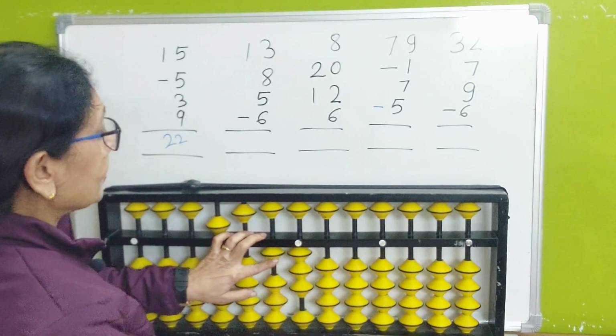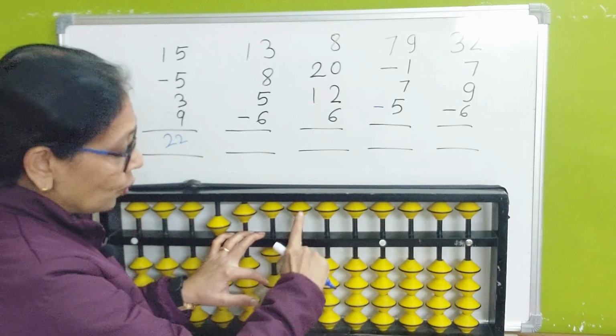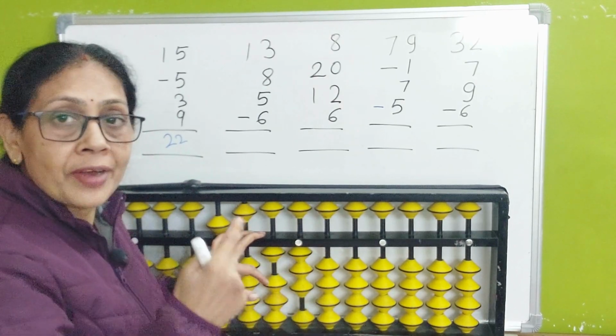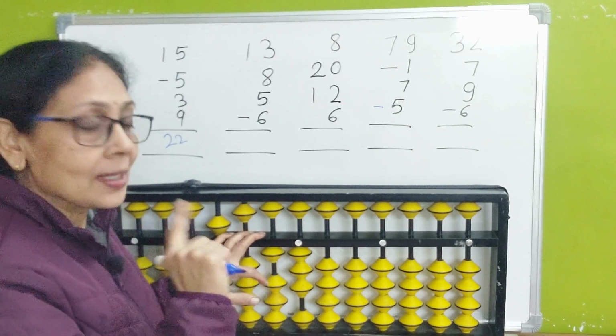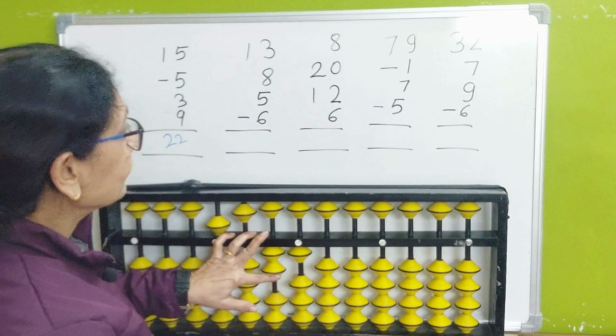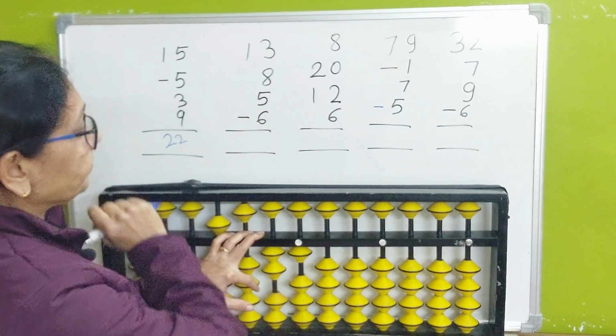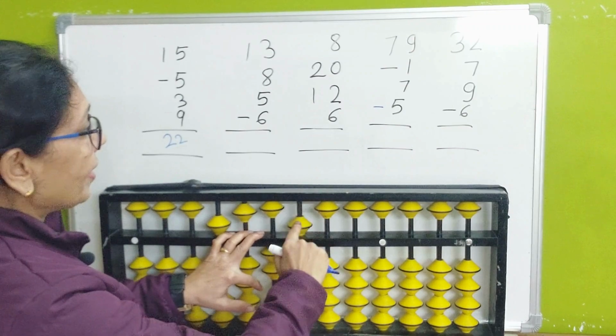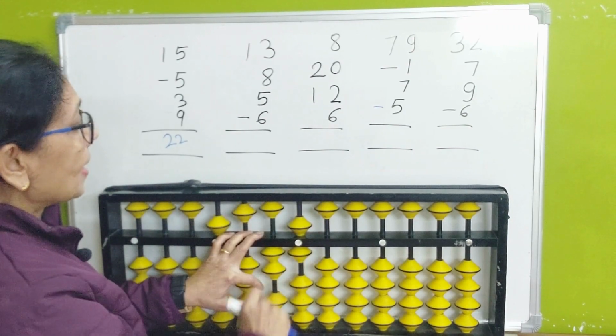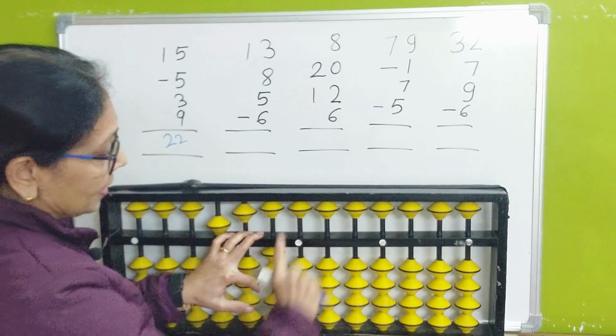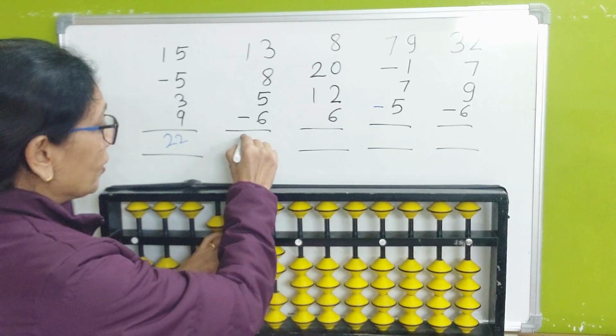Next one, 13, add 8. We don't have 8 here. So the friend of 8 is 2. Less 2, add 10. Less 2, add 10. 5. Add 5. Less 6. Okay, remove this. So this is 20.